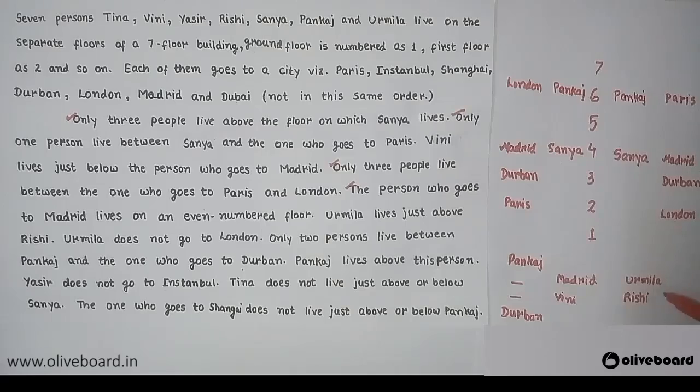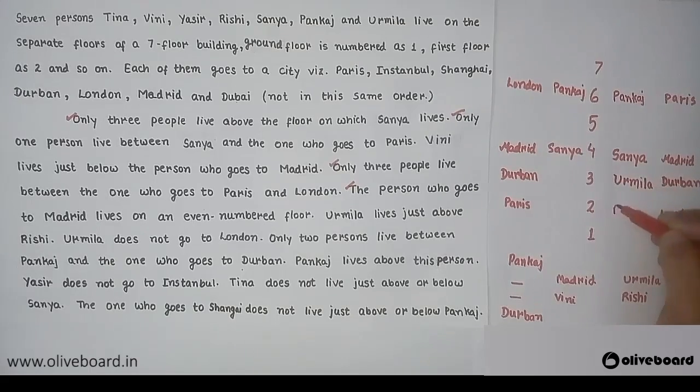Urmila sits just above Rishi. So students, you can see that it is given that Urmila does not go to London. That means Urmila cannot sit here. So the only position for Urmila and Rishi will be this.